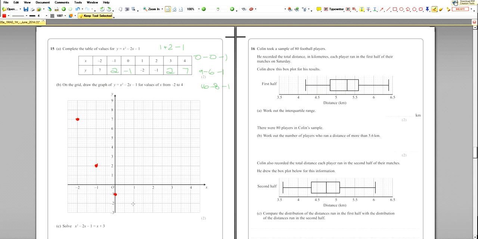1 should be minus 2. 2 should be minus 1. 3 should be 2 and 4 should be 7. So these are your points. Okay, so you should get a nice curve going through those points.